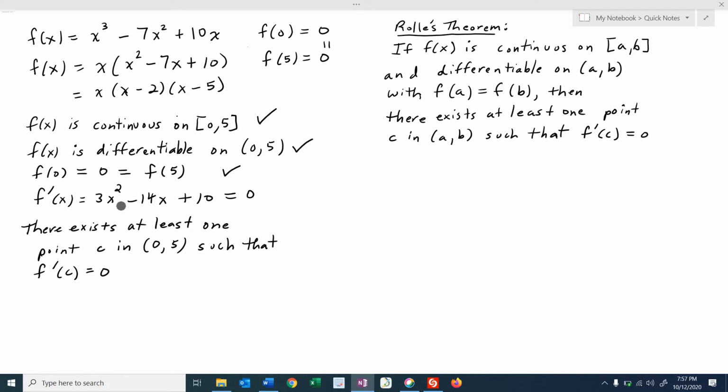Okay, so let's set the derivative to 0 and find out for which x values the derivative is equal to 0. So this is a quadratic. Normally, the first thing you would try is to put it in standard form, which it is, with one side equal to 0, and try to factor it. But if you try to factor this, it doesn't really factor. But that's okay. If it doesn't factor, you can always use the quadratic formula. So let's go ahead and plug that into the quadratic formula.